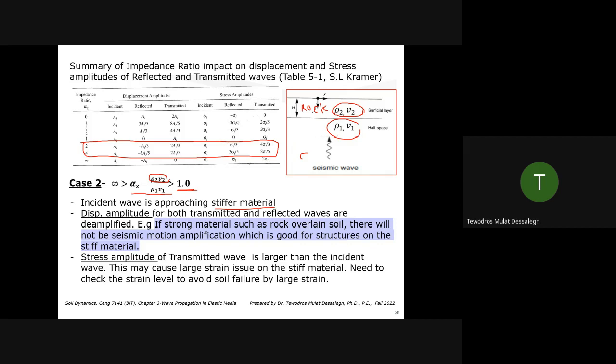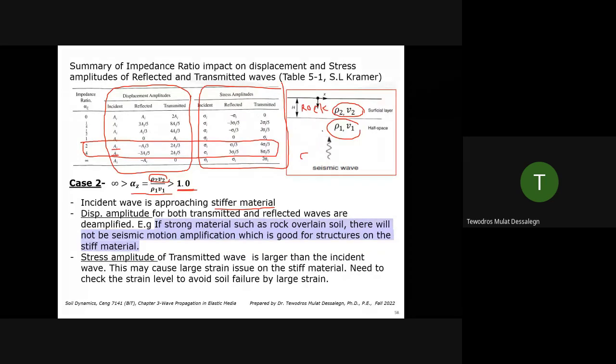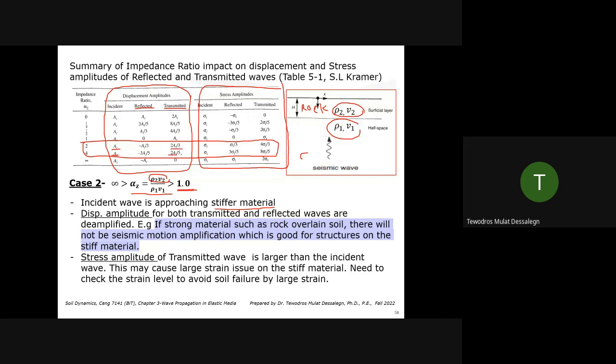If it's approaching a stiffer material, let's see what happens. The displacement amplitude is this area. The stress amplitude is this part. These are all obtained from the equations we derived before. So the incident wave for displacement, AI, approaches from here. Now see what happens. For a reflected wave, it's 1/3 of AI and 3/5 of AI. For the transmitted wave, it's 2/3 of AI and 2/5 of AI.